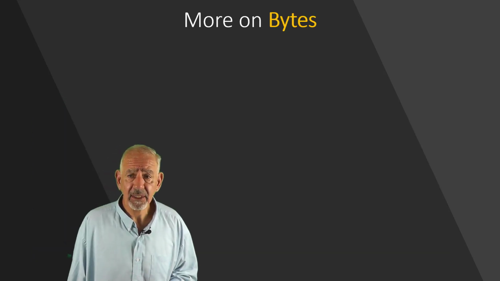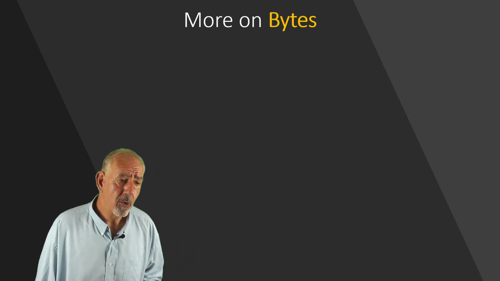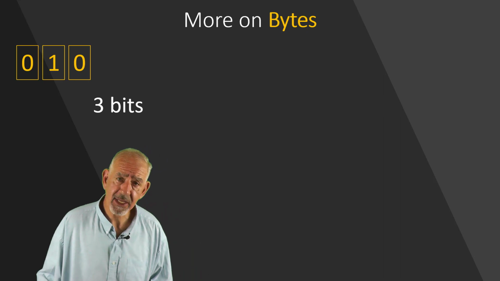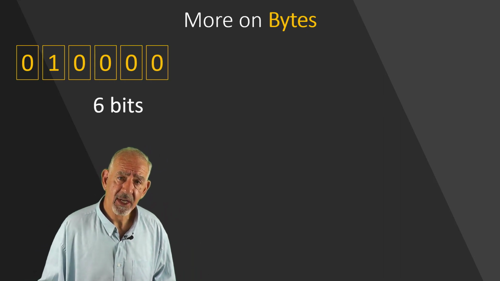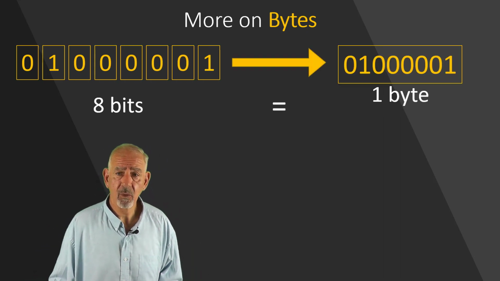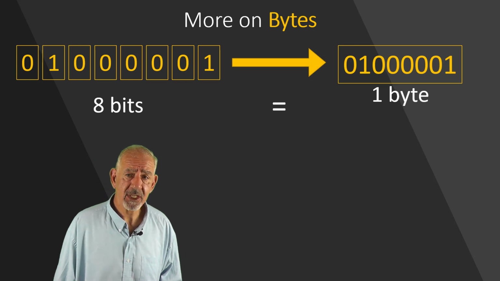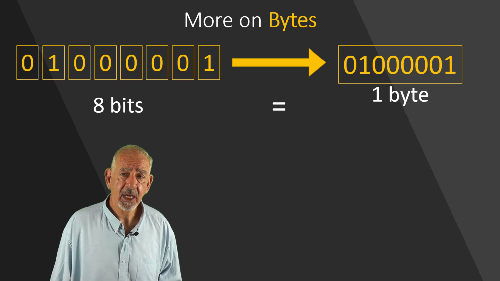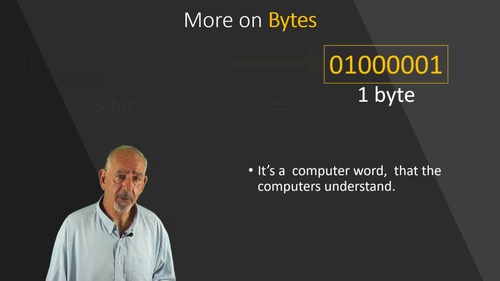So, okay, why is that important? Well, it means now that we can have different representations of these bytes to mean different things. How does that work? Well, if we have a look at our bytes again, which are 8 bits, those bytes, as we said before, are a computer word.